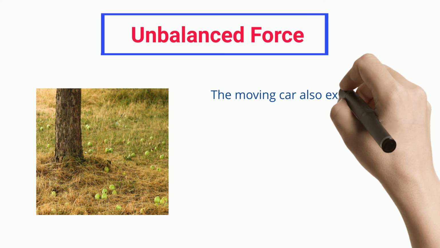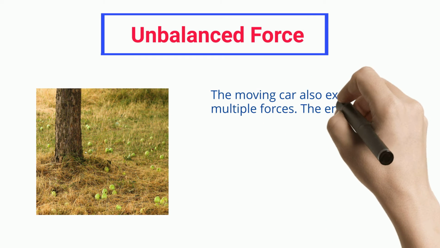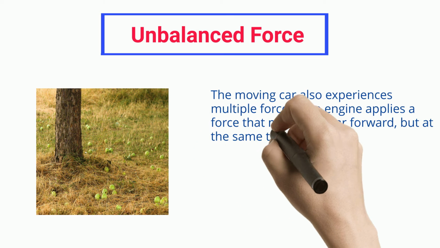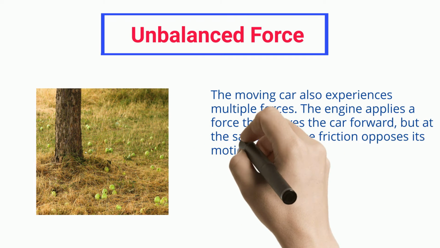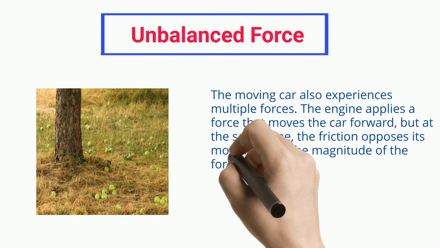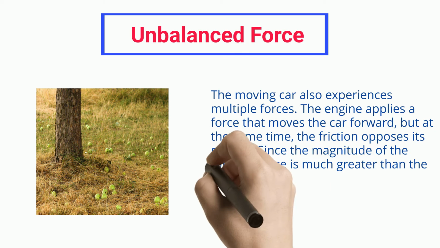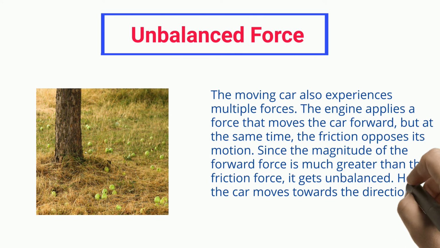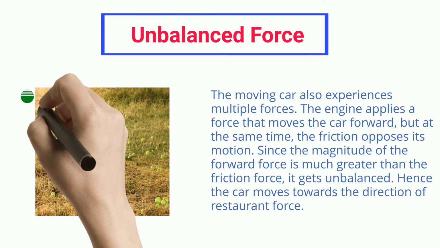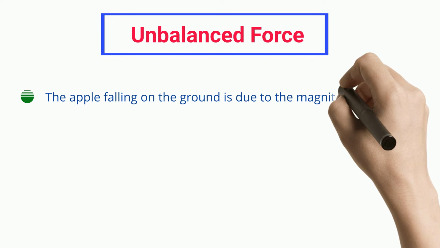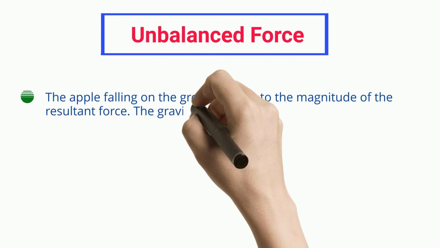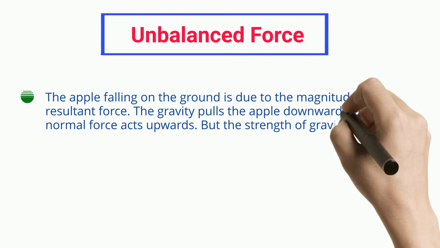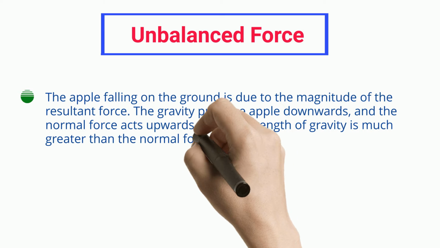The moving car also experiences multiple forces. The engine applies a force that moves the car forward, but at the same time, the friction opposes its motion. Since the magnitude of the forward force is much greater than the friction force, it gets unbalanced. Hence the car moves towards the direction of the resultant force. Similarly, gravity pulls the apple downwards, and the normal force acts upwards. But the strength of gravity is much greater than the normal force, so the net force acts downwards.